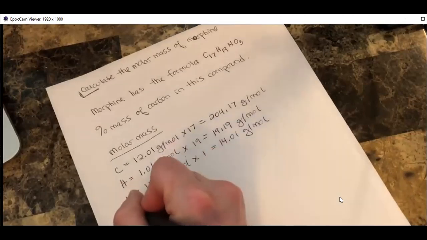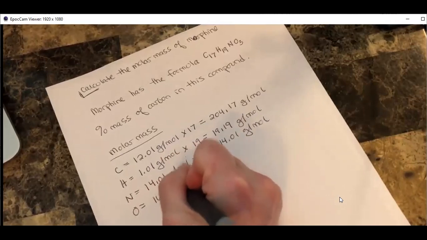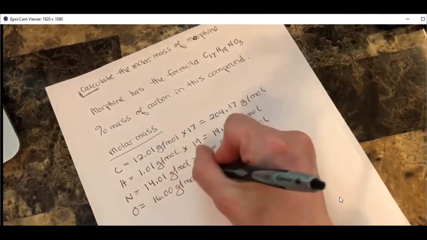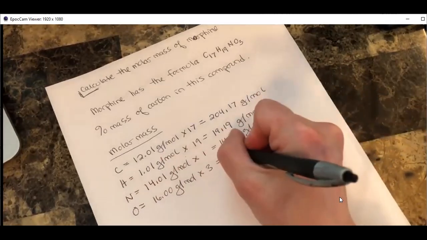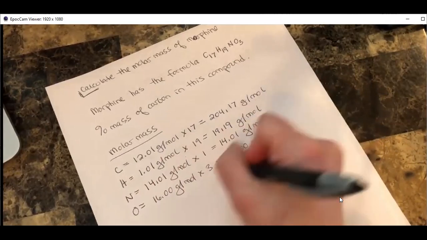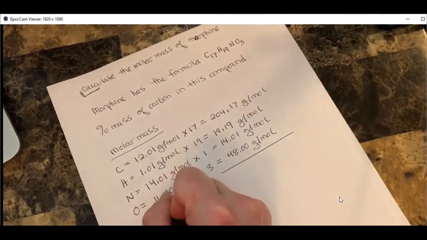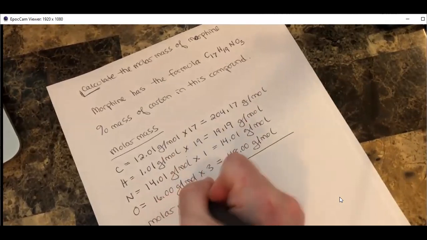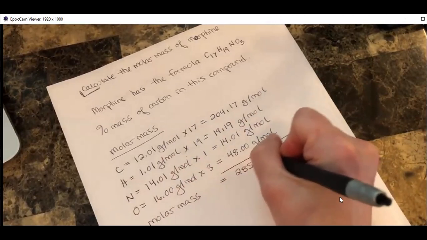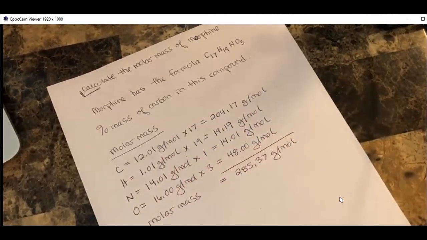All right. Okay, what do we have left here to find? Oxygen. So we have oxygen is 16.00 grams per mole times, we have 3 of them. That's going to equal 48.00 grams per mole. We want to add them together. So the molar mass is going to equal 285.37 grams per mole. So that's the molar mass of morphine.